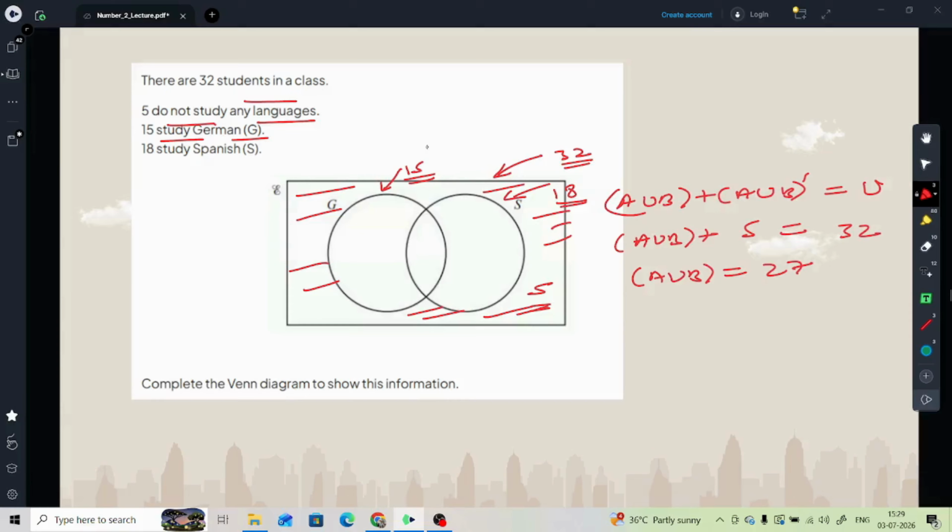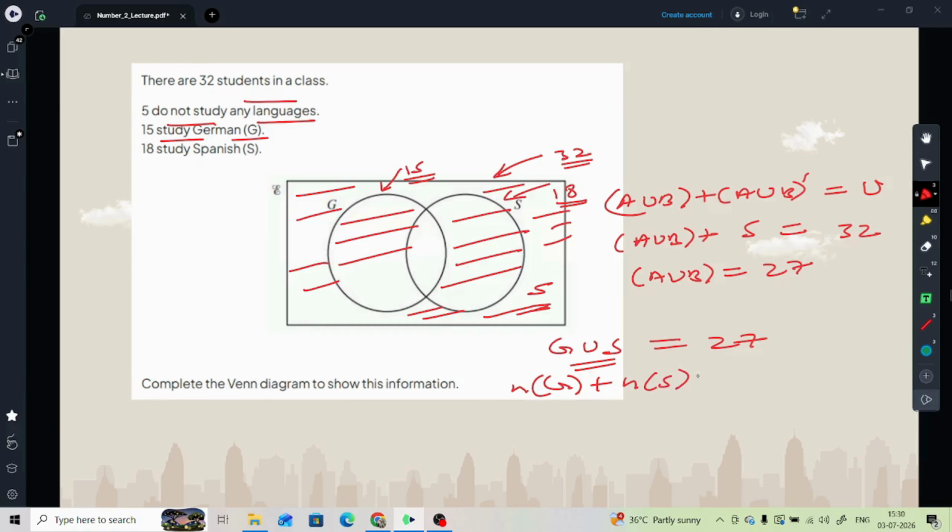So that means this particular part, G union S, you can say it like that, should be 27. And for that, as I told you, you can keep it very simple. You can write it like this: number of elements in G plus number of elements in S, and then you can subtract number of elements in G intersect S, because we are just avoiding duplication over here. So number of elements in G is 15, number of elements in S is 18, minus number of elements in G intersect S. So that's equal to 27.